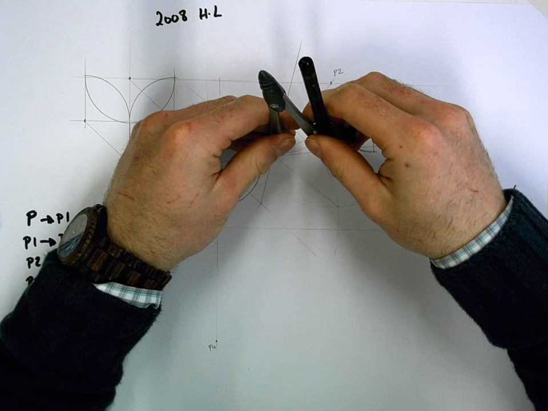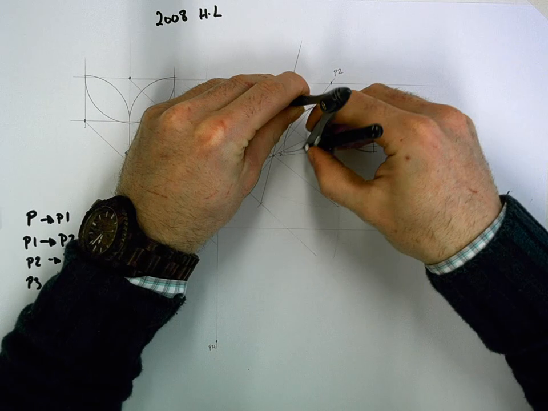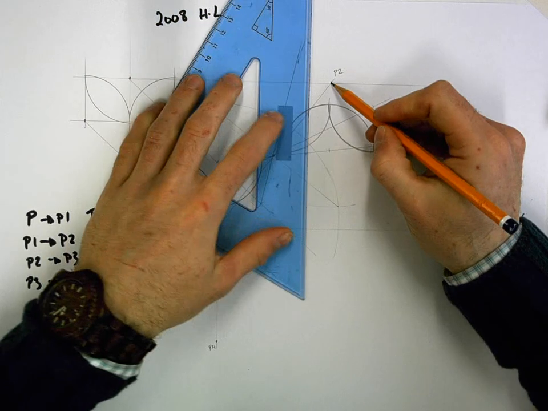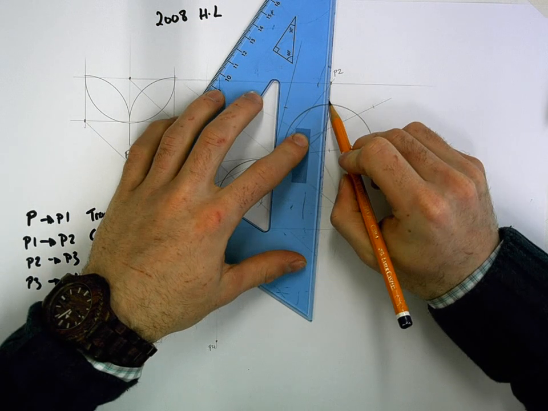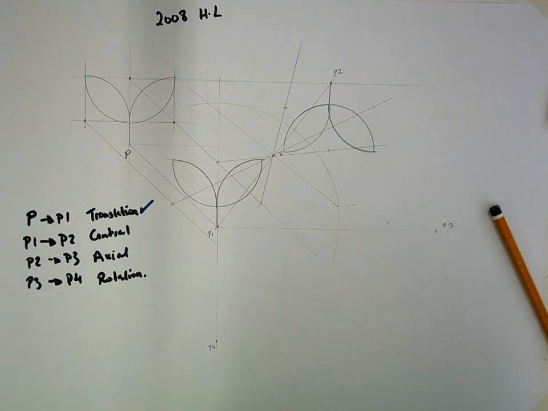So you can see the shape turns upside down, and that tends to happen with central symmetry. Okay, so that's P1 to P2 now complete. And again, I'm maintaining my accuracy as I go through.